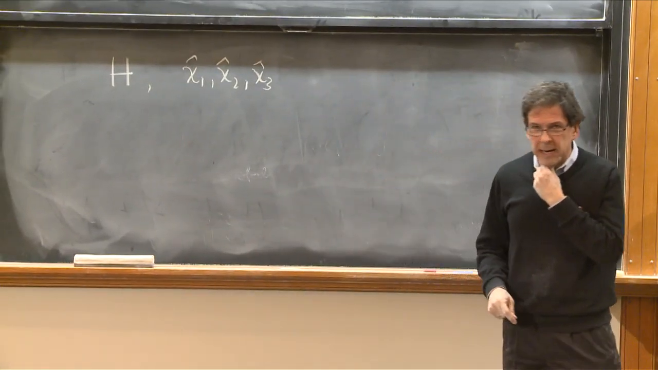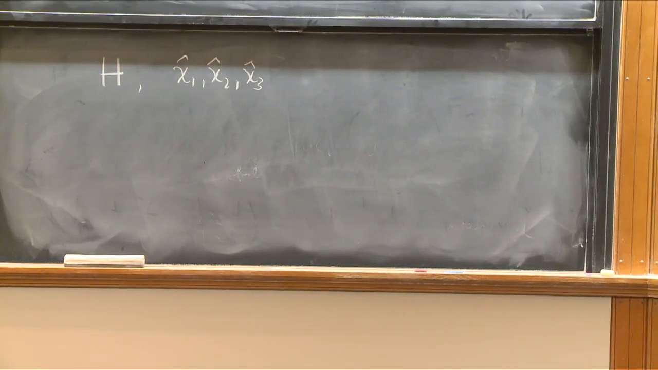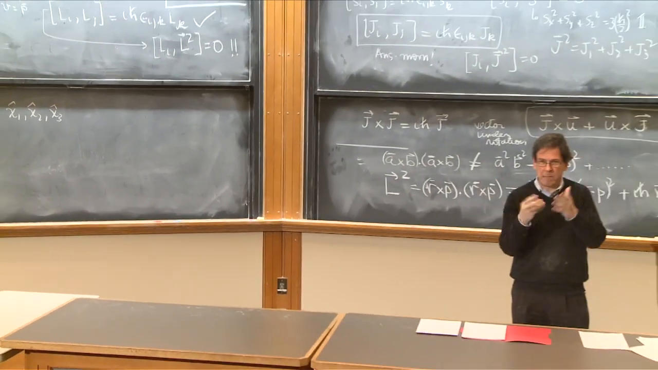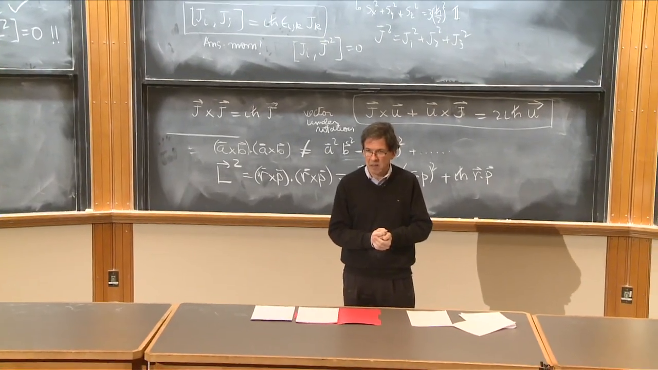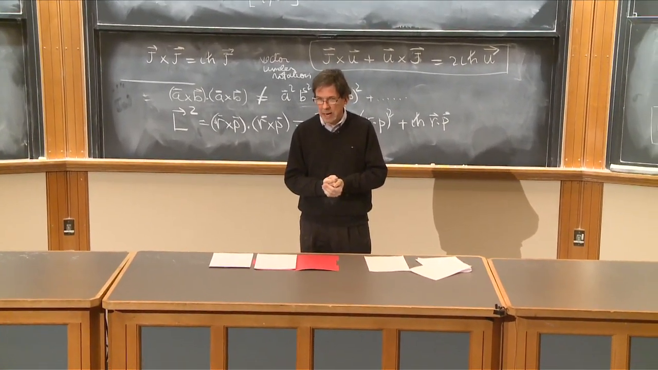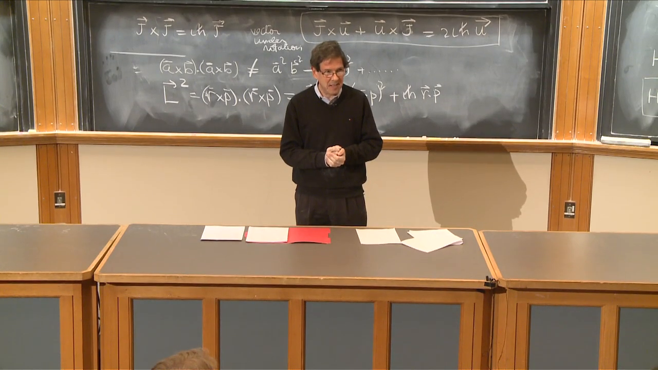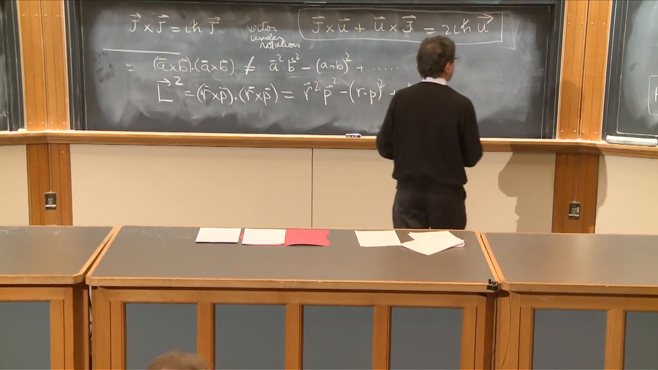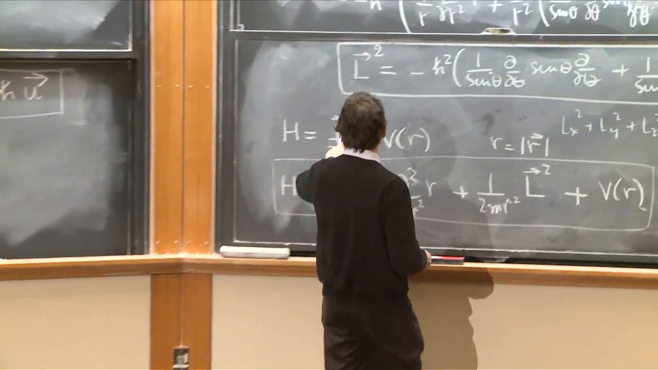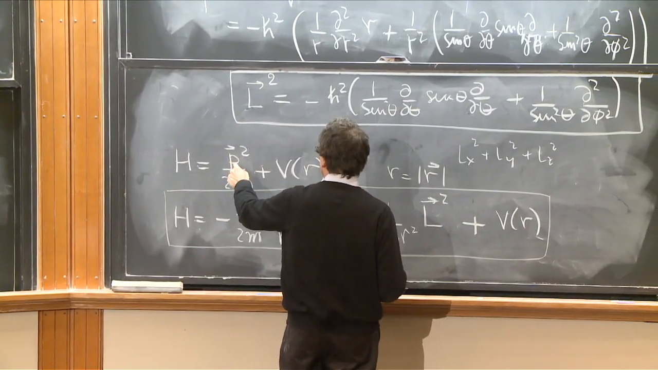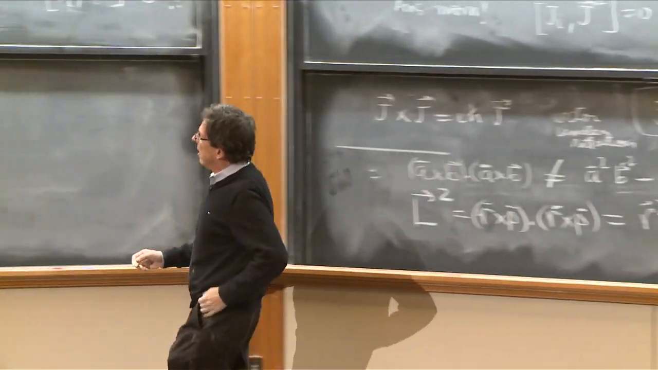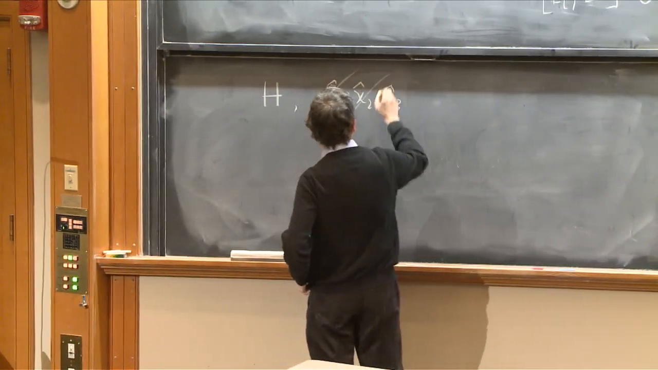Well, can I add the x's to the Hamiltonian to have a complete set of commuting observables? The x's commute among themselves. So can I add them? Yes or no? No, you can't add them because the x's don't commute with the Hamiltonian. There's a p here. P doesn't commute with x's, so that's out of the question. They cannot be added to our list.